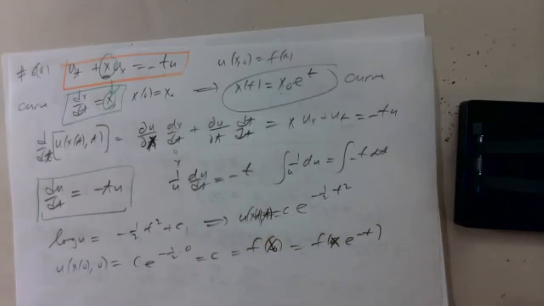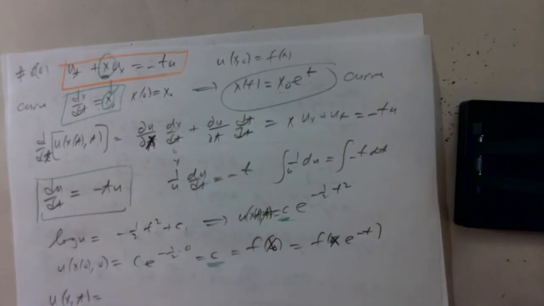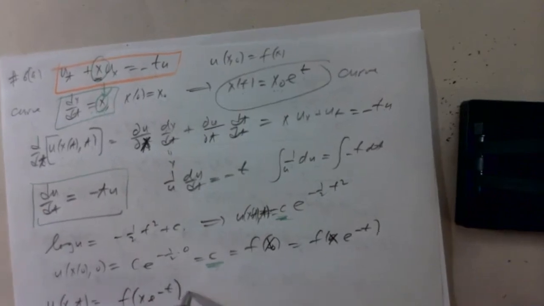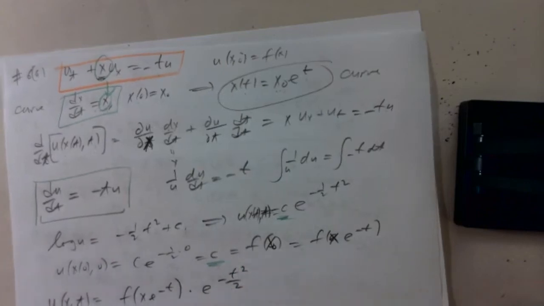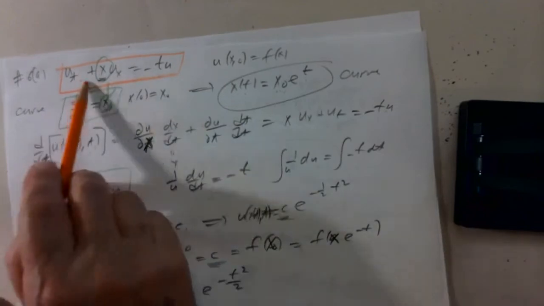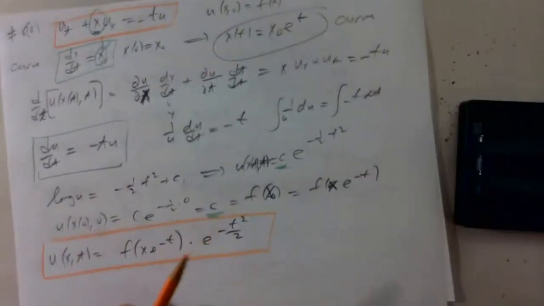What is c? C is u of x of 0 comma 0, which is f at x naught. X naught is x e to the minus t. So that's what my c is. So what I get as my solution is u of x comma t equals f of x e to the minus t times e to the minus t squared over 2. For this differential equation, I claim this is the solution.